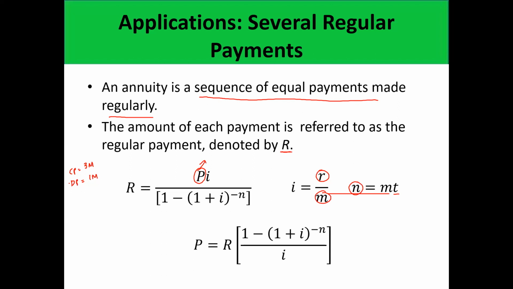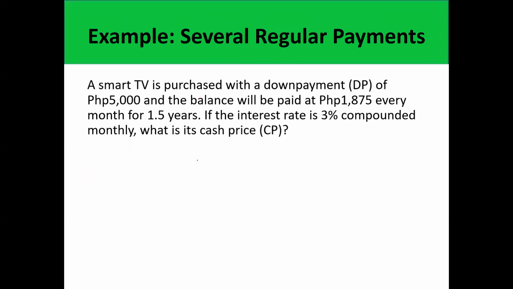However, if there's no down payment, that means the cash price of 3 million pesos will be the present value of the annuity. Now, this P or present value of the annuity can be computed using the following formula. So this one is actually derived from this particular formula here. So let's try to have an example.